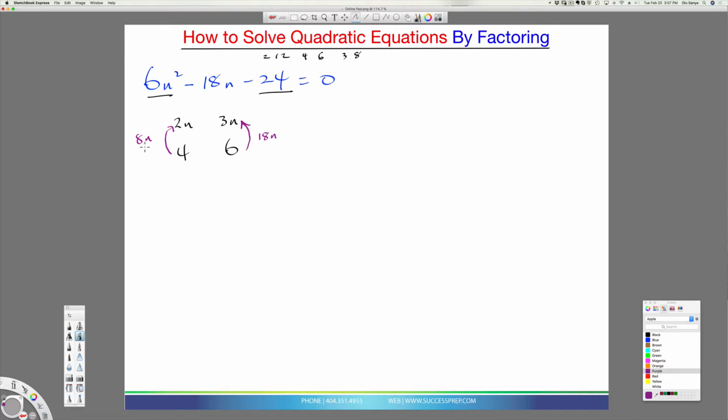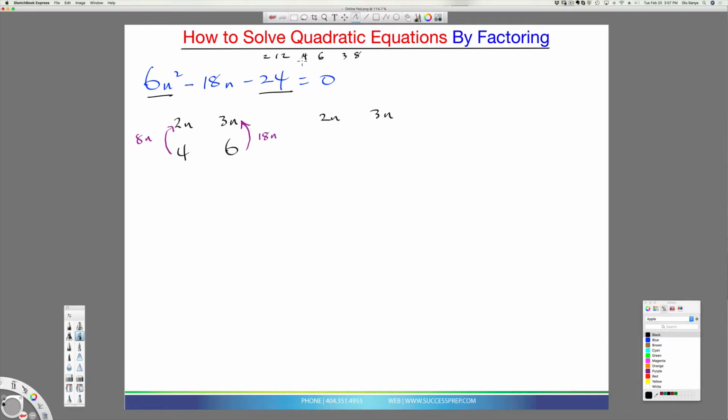Well, there's no way I can combine 8n and 18n, whether I add or subtract, to ever get 18 here in the middle. So that tells me this combination of numbers just isn't going to work. How about I keep the 2n and 3n piece, but change this 4 and 6 around a little bit?